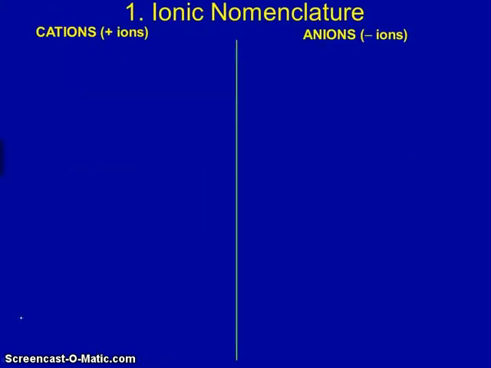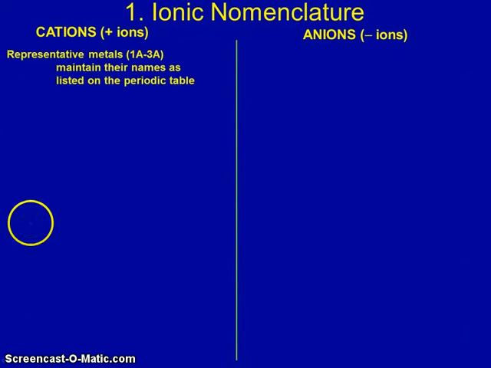So how are we going to do this with ionic nomenclature? Well, we'll focus first on cations, or positive ions. They will mostly be comprised of the representative metals. That's groups 1A through 3A, which means we will lose 1, 2, or 3 electrons and form +1, +2, or +3 ions. And they will maintain their name as they show on the periodic table.